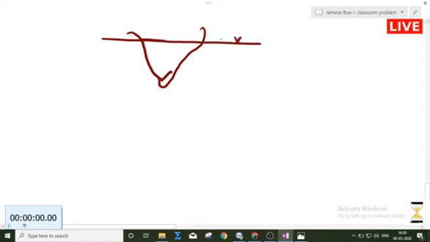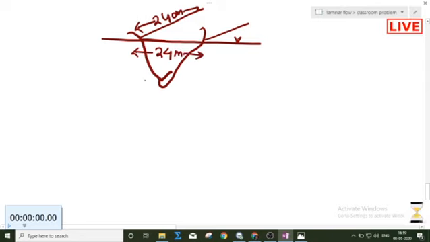So it is saying an ocean liner, like this one. This is actually submerged inside this water, and it has a length of 240 meters, and this width is given as 24 meters. And we have to find out the metacentric height.